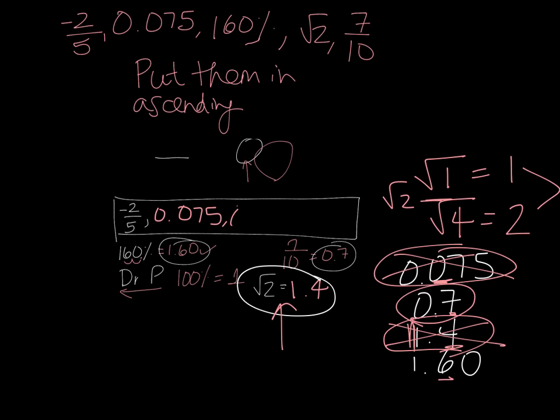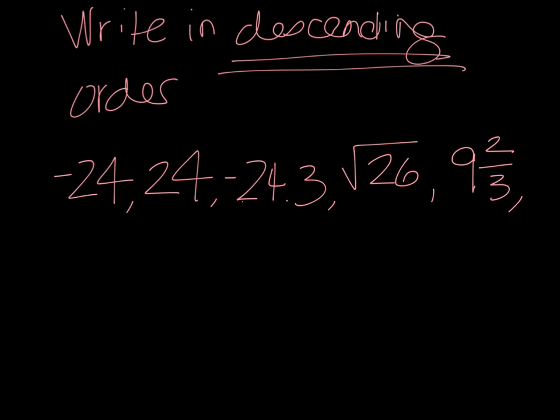Okay, so 0.7 comes first, and then square root of 2, and then 1.60, which is 160%. That's from least to greatest, ascending order. Alright? Okay, I want you to try this. Put it in descending order, so that means from greatest to least.